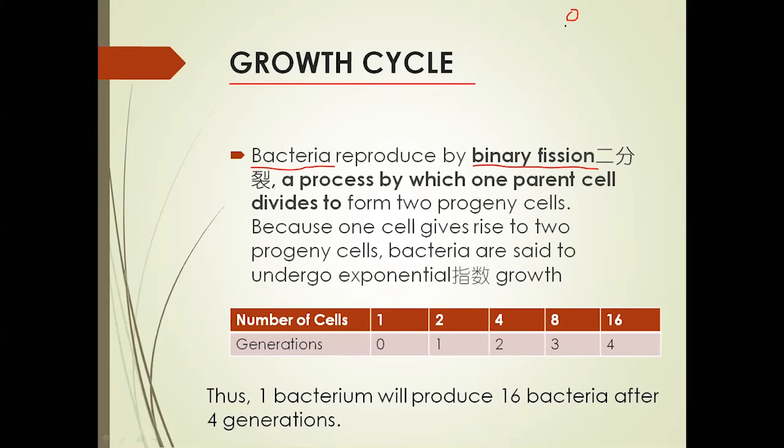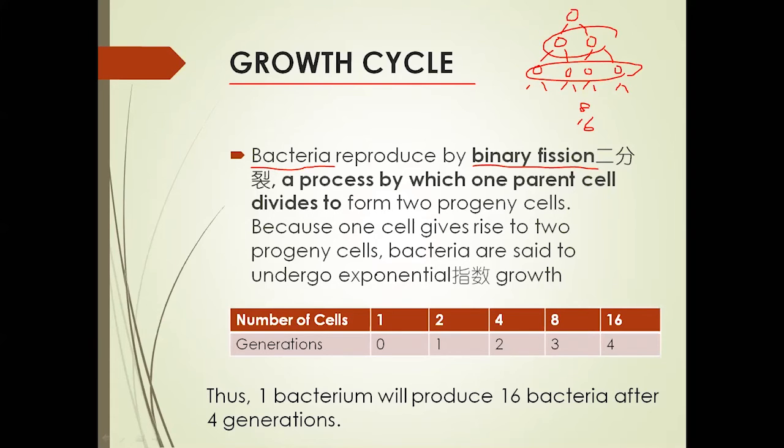One to two, and two to four. So each one goes to another two. Originally one cell, after division, will form two cells, then four cells, then eight cells, then sixteen cells. So that's gradually coming.